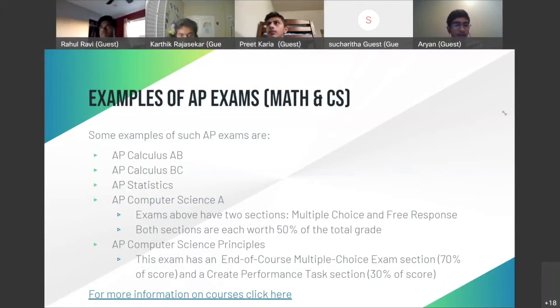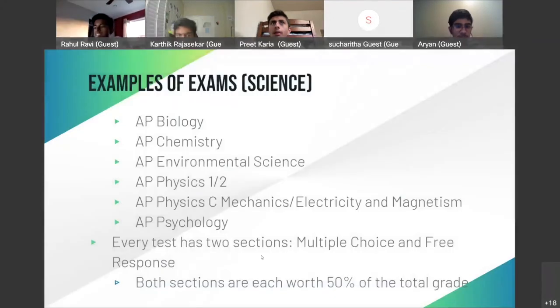Now, the last one I'm going to talk about is AP Computer Science Principles. This exam format is a bit different. It has an end of course multiple choice exam section, which is 70% of your score, and a create performance task section, which is 30% of your score. If you want more information on the courses and their exams, you can click on the link that I've linked to the slideshow. Okay, that's it for me, and I'm going to hand it off to Karthik to talk about some examples of medicine and business AP exams.